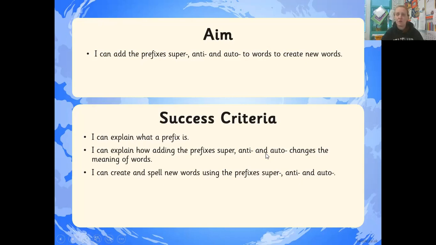Remember yesterday we realised that the prefix un meant not. So unhappy meant not happy. Unkind meant not kind. So we're going to see how it changes the meaning of the words with these prefixes. And you're going to create and spell new words using the prefixes super, anti, and auto.